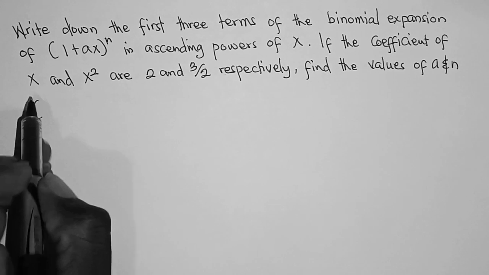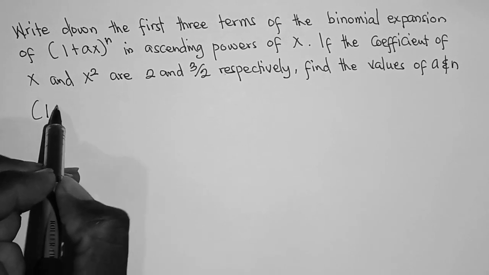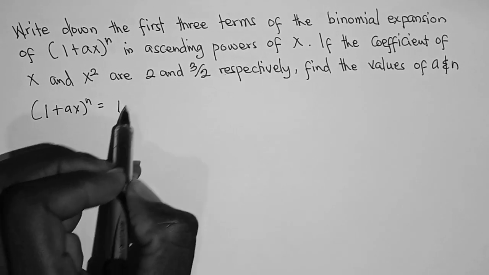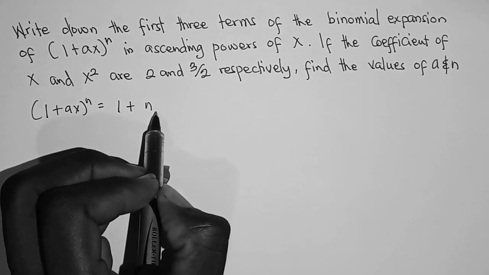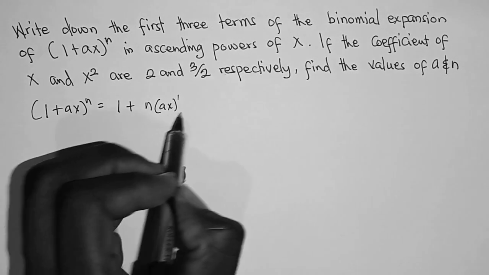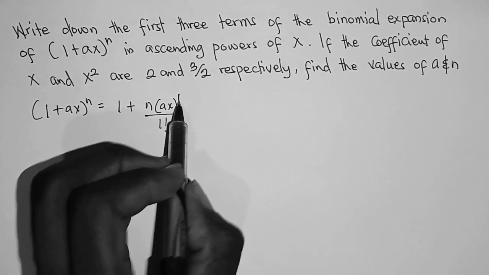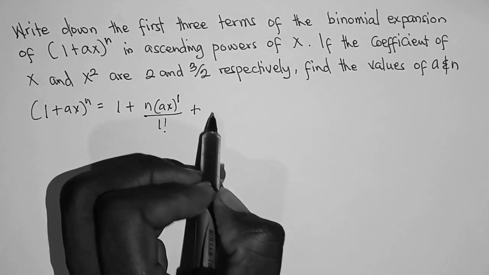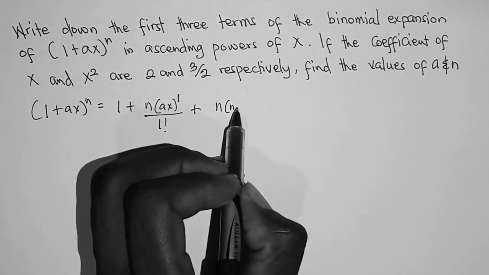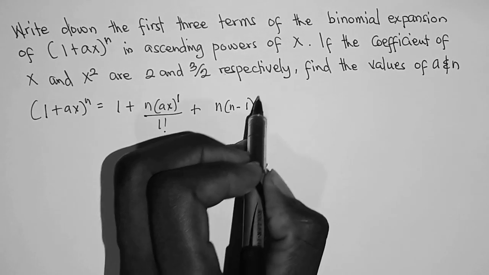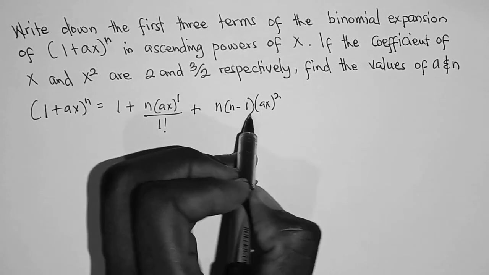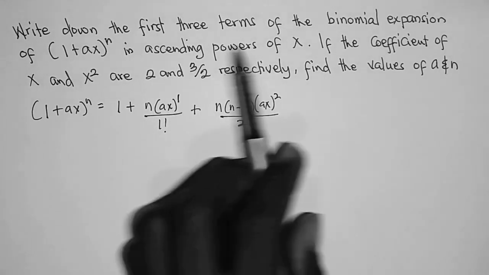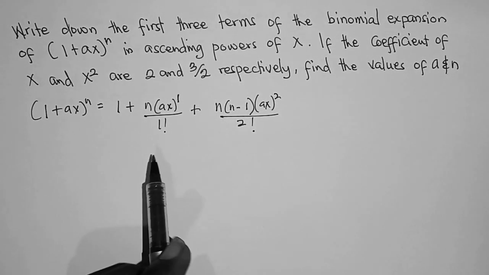So the binomial expression is 1 plus ax exponent n. So the first term is 1, and the second term is n times ax exponent 1 divided by 1 factorial. Then the third term is n times n minus 1 times ax exponent 2 divided by 2 factorial. So we are only looking for what? The first 3 terms. So these are the first 3 terms.